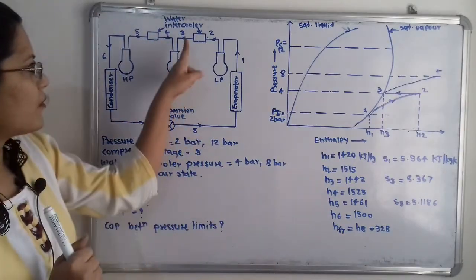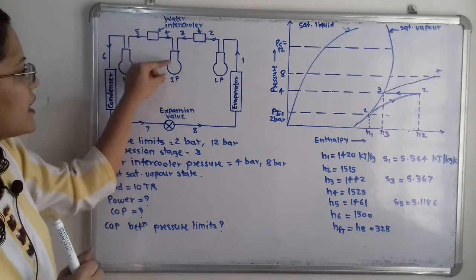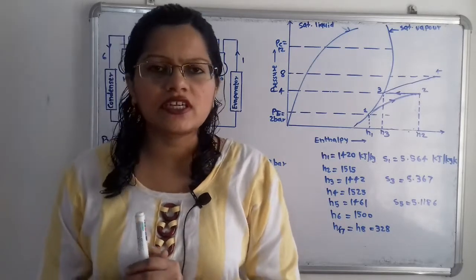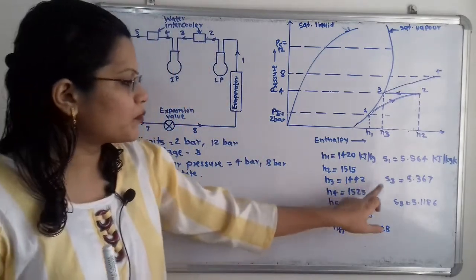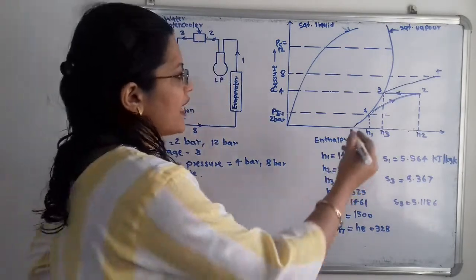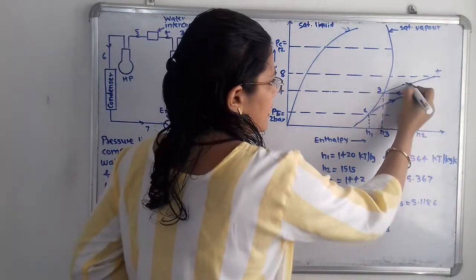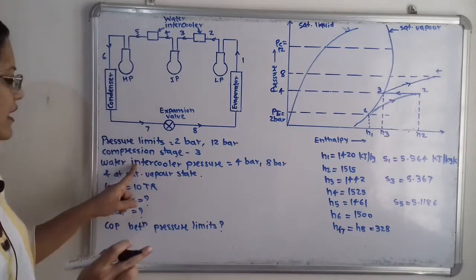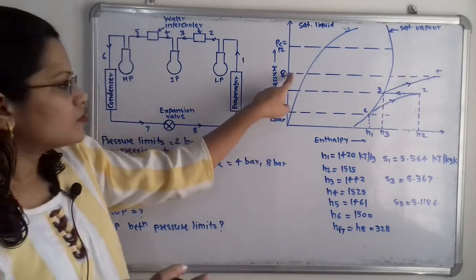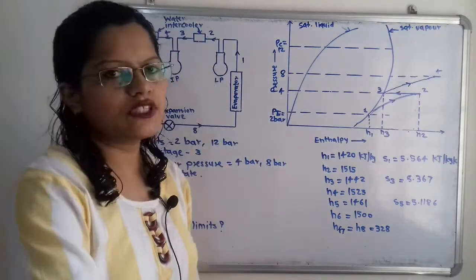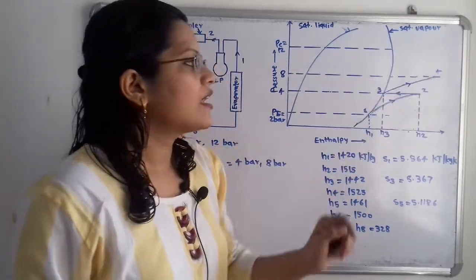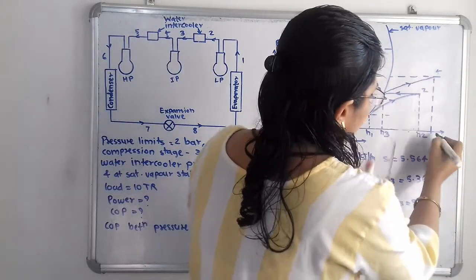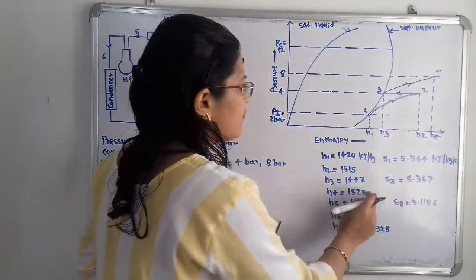Now when we observe from point 3, again refrigerant is entering into this intermediate pressure compressor. So again the compression process is done at constant entropy. What is the entropy at point 3? That is 5.367. So we have to take this constant entropy line, that is S is equal to 5.367 up to a pressure of 8 bar, because the next water intercooler pressure is 8 bar. So up to this pressure the compression process is done. So the intersection of these two lines will give us the point 4, and here if we extend this point it will give us the H4. So H4 is equal to 1525.